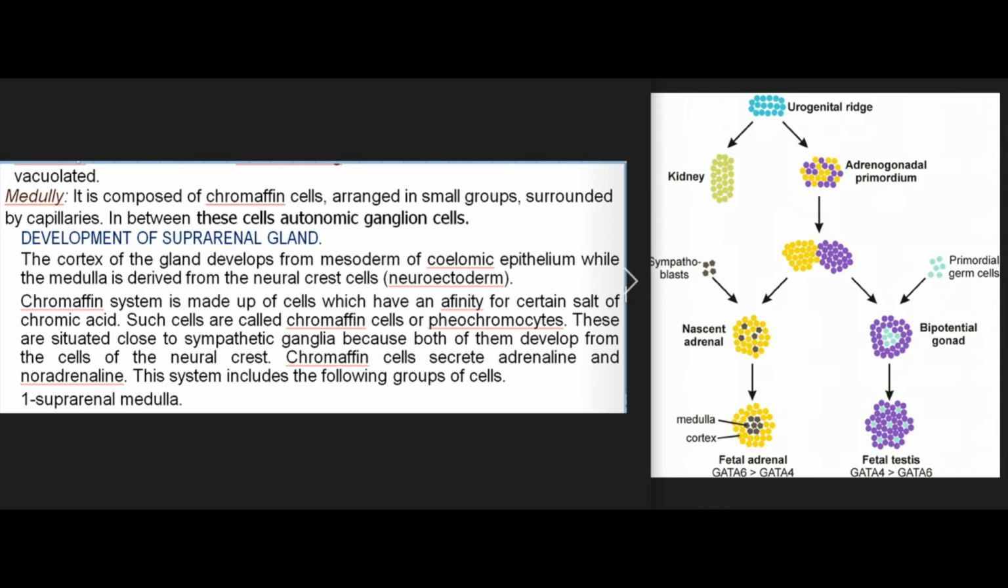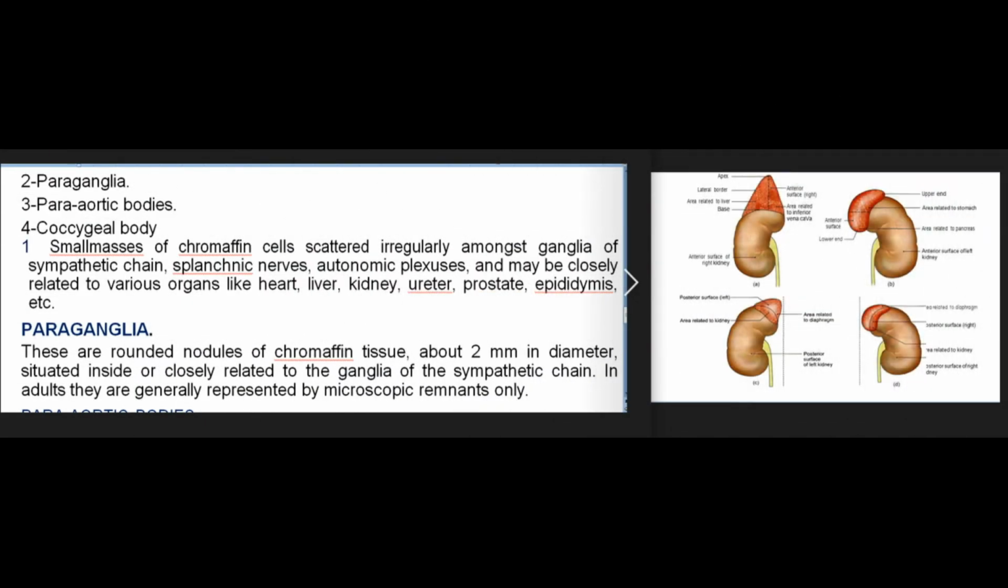This system includes the following groups of cells. 1. Suprarenal medulla. 2. Paraganglia. 3. Para-aortic bodies. 4. Coccygeal body. Paraganglia: small masses of chromaffin cells scattered irregularly amongst ganglia of sympathetic chain, splanchnic nerves, autonomic plexuses, and may be closely related to various organs like heart, liver, kidney, ureter, prostate, epididymis, etc. These are rounded nodules of chromaffin tissue, about 2 mm in diameter, situated inside or closely related to the ganglia of the sympathetic chain.